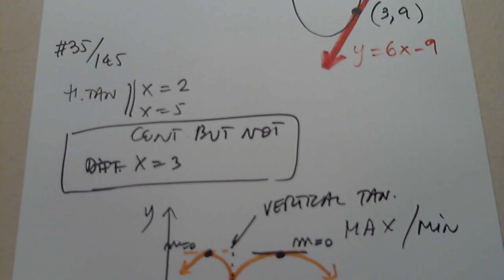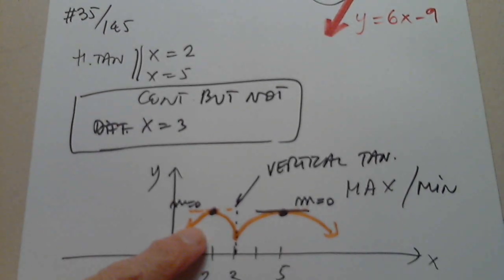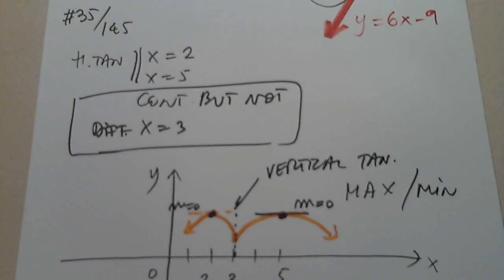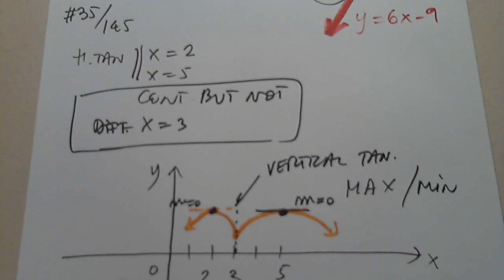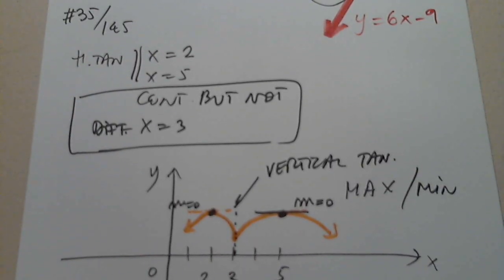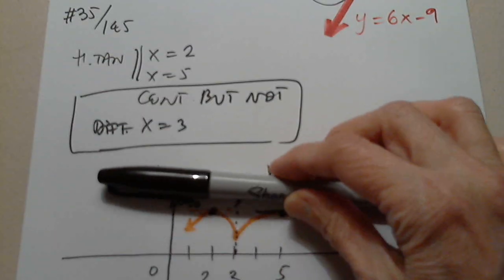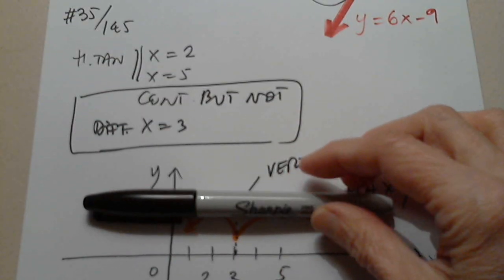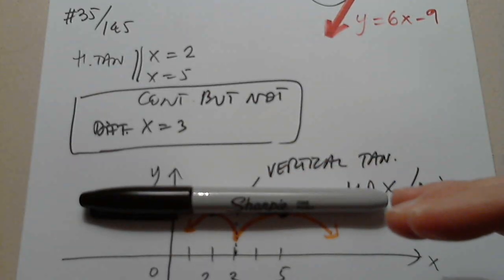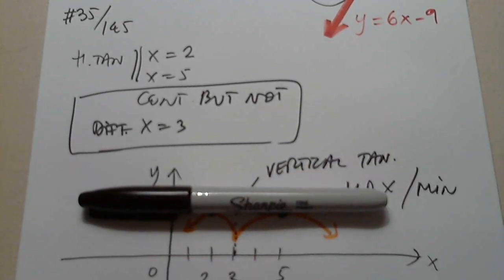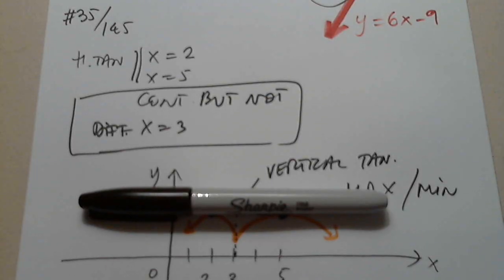It does not exist. But can anyone tell us how much is f prime at 2 and how much is f prime at 5? Would it be 0 because it's flat? Absolutely. If the equation of the tangent line is a horizontal line, the slope must be 0. Absolutely.